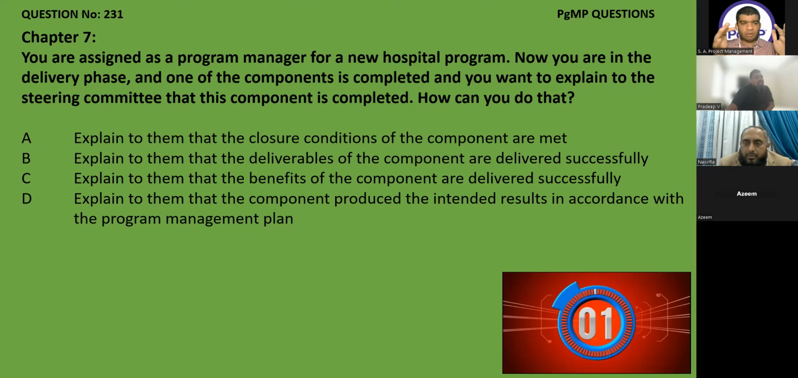Okay. But in this, as I told you, all options are correct. But around 5 questions will come like this, which are very near to each other. Then you have to find the best possible way. So note it down: whenever you have to make a decision to close something, or whenever the steering committee is making a decision, like a phase gate review, the most important thing for them is the exit criteria or the closure conditions. Then they can close one phase and go to another phase. That is the best option. So in this case the best option is A: explain to them that the closure conditions of the component are met, or exit criteria is met.